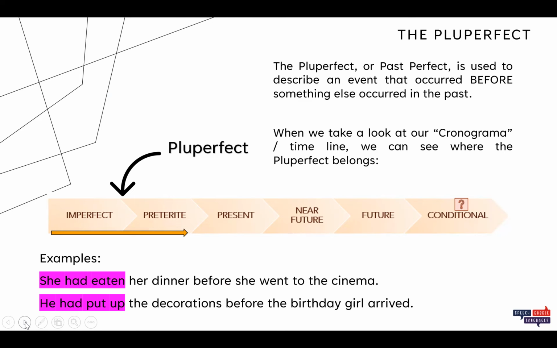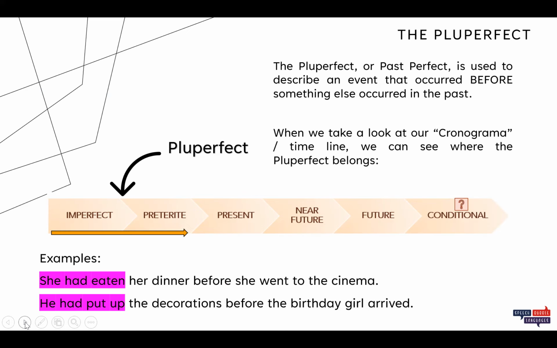On the bottom of the screen, you'll see two examples of the pluperfect in English. She had eaten her dinner before she went to the cinema. She had eaten is an example of the pluperfect in English. She went to the cinema. She went is in the preterite. So that's one event in the past, she went. And just before that, she had eaten her dinner. Therefore, she had eaten is in the pluperfect.